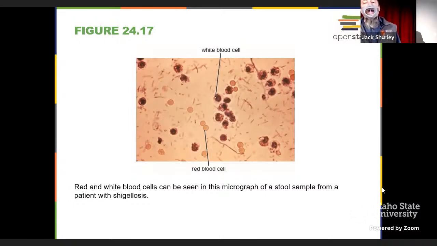All right. So here we've got an image. This is a fecal smear or a stool sample. And in this, we can see some bacteria. You'd expect to see that. We are seeing lots of little gram-negative rods. And then there's other stuff.